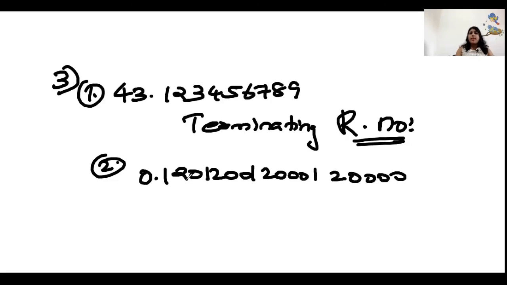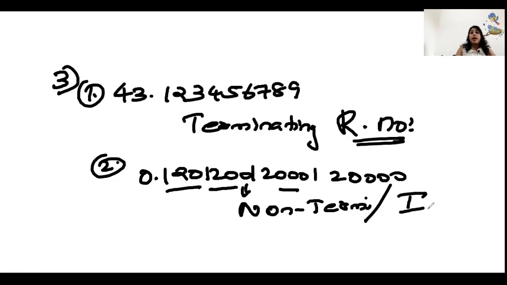What is the second question given? 0.1200120000120000. Can you find any number repeated sequentially? No. It is 0.120, and if it repeated 120 only, we could say it is a non-terminating rational number. But what happened here? An additional 1 0 came, again 1 2, then 000 came. So it is not ending and it is not repeating in a correct sequence. So we can say that it is a non-terminating, irrational number. Understood?